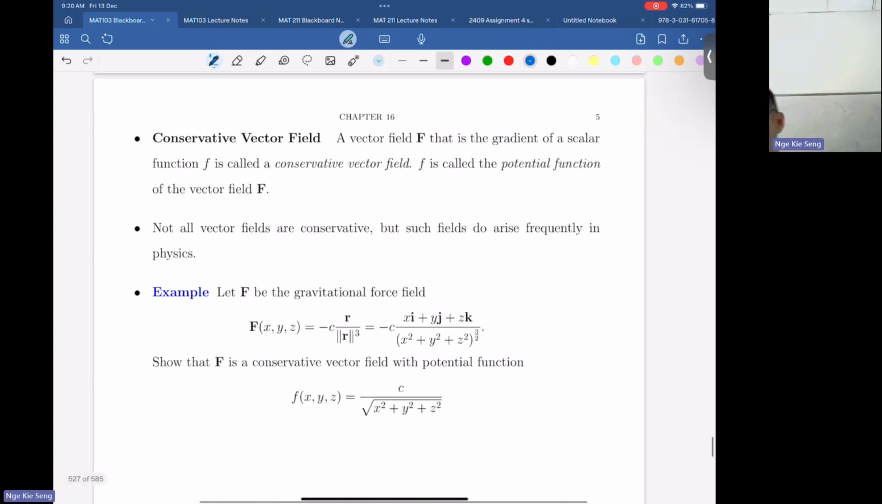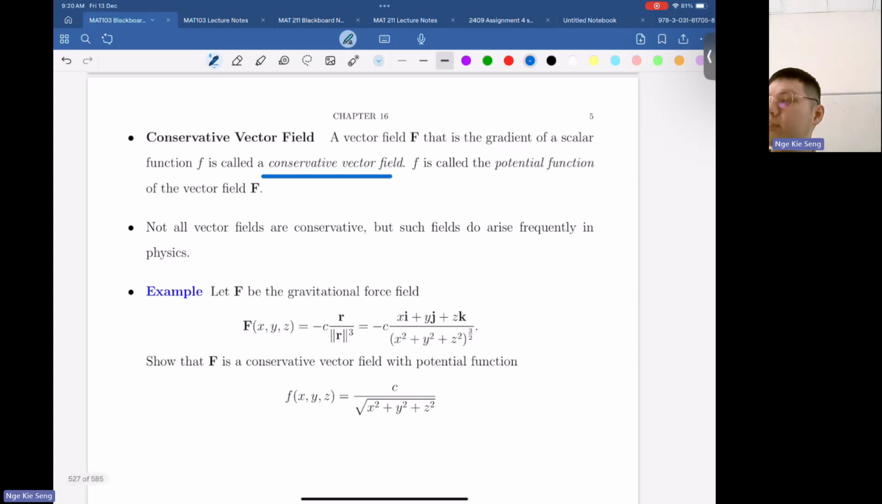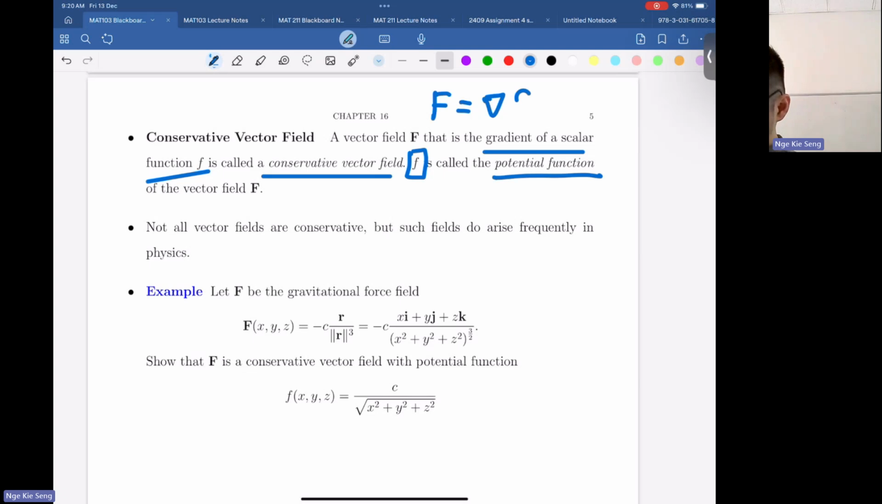So we want to call something a conservative vector field. So what's a conservative vector field here? Obviously this is a vector field, but what's so special about it? This vector field should be a gradient of a scalar field or a scalar function. And then we will call that scalar function a potential function of the vector field F. So we will write F as the gradient of f if this capital F is a conservative vector field.